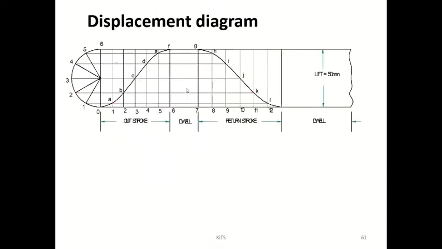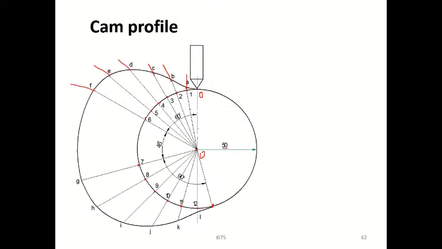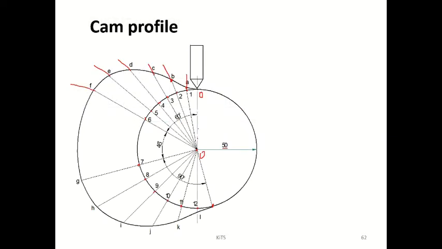Similarly, 2 to B, this distance, 2 to B, measure this distance. Here mark point B. Similarly, 3 to C, measure this distance. From 3 to C, mark the distance as C.